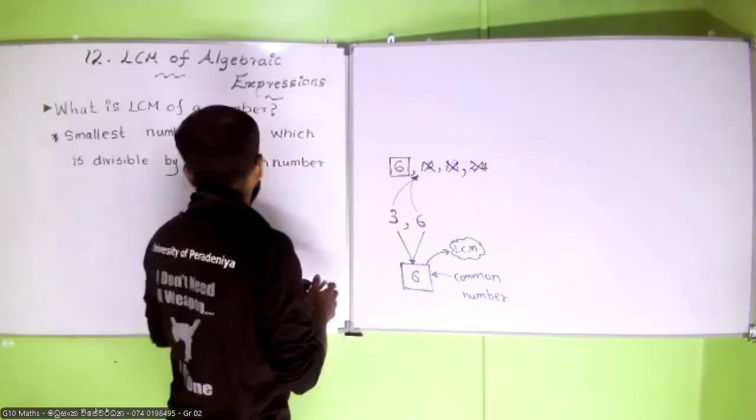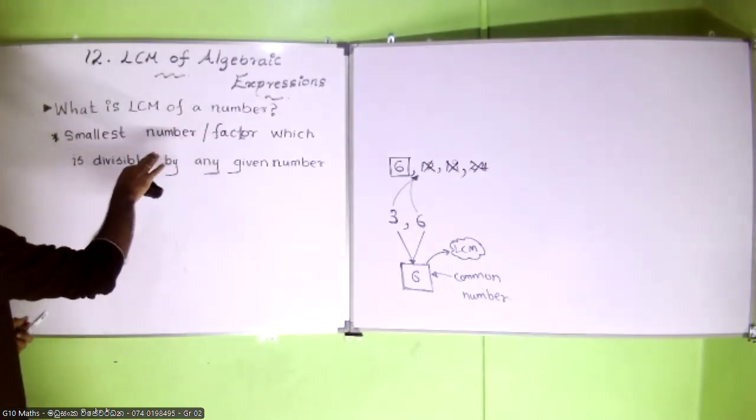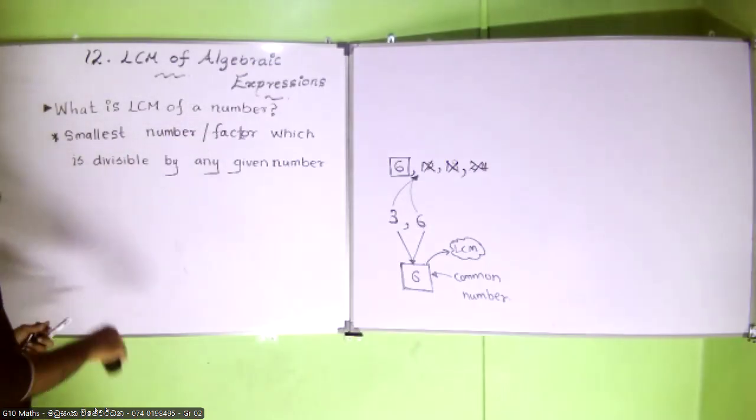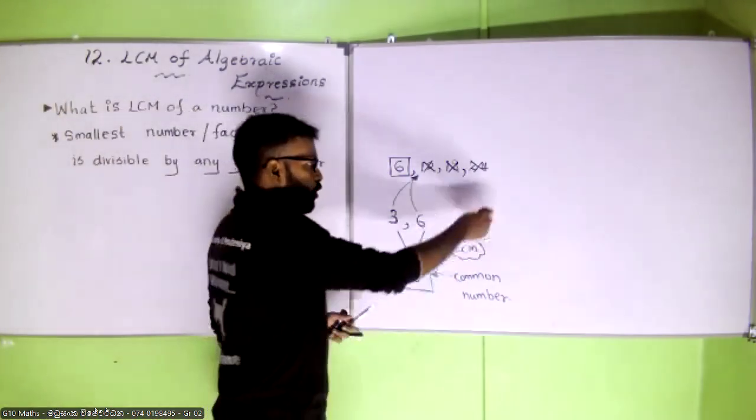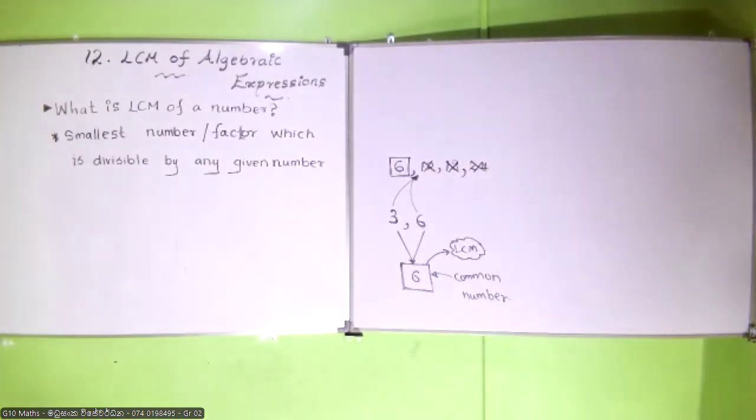Please write what the LCM of numbers is: the smallest number or factor which is divisible by any given number. No need to write this, just take the idea of what it is.